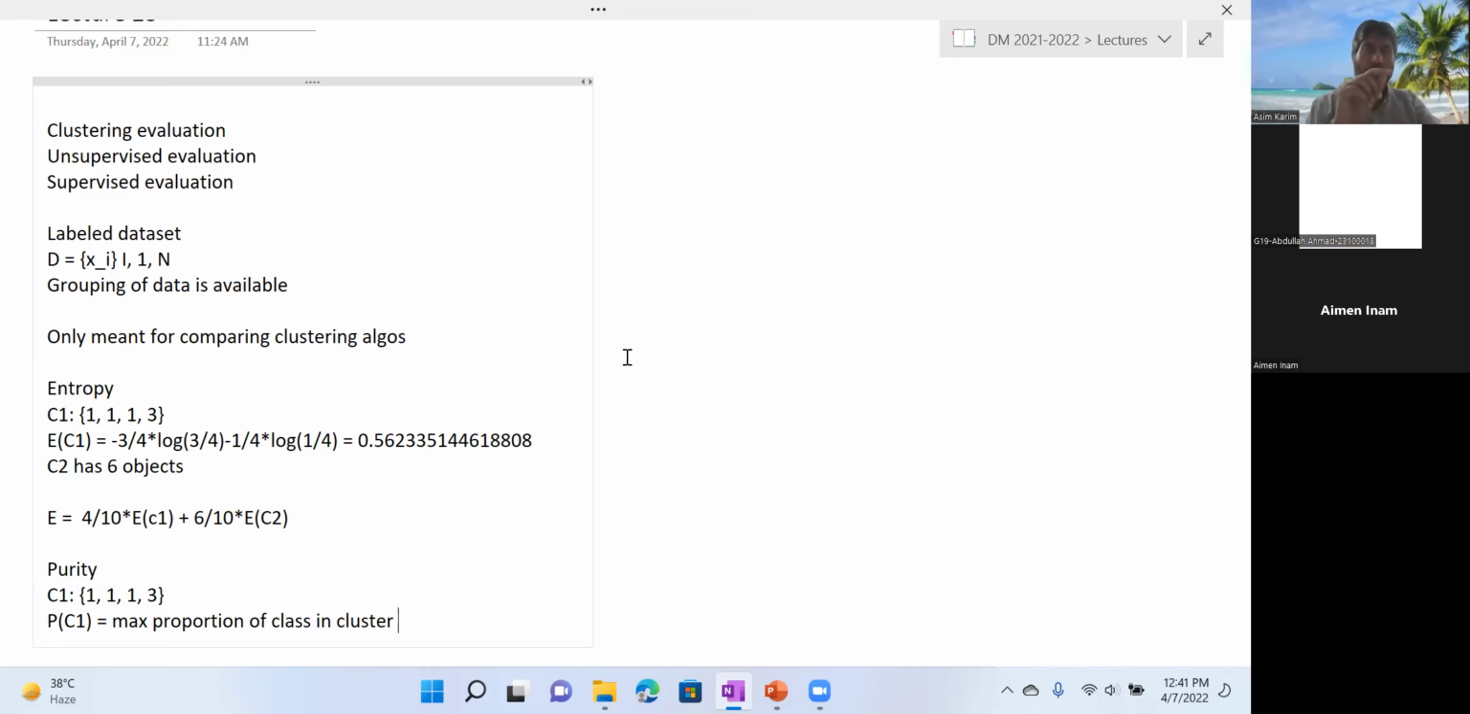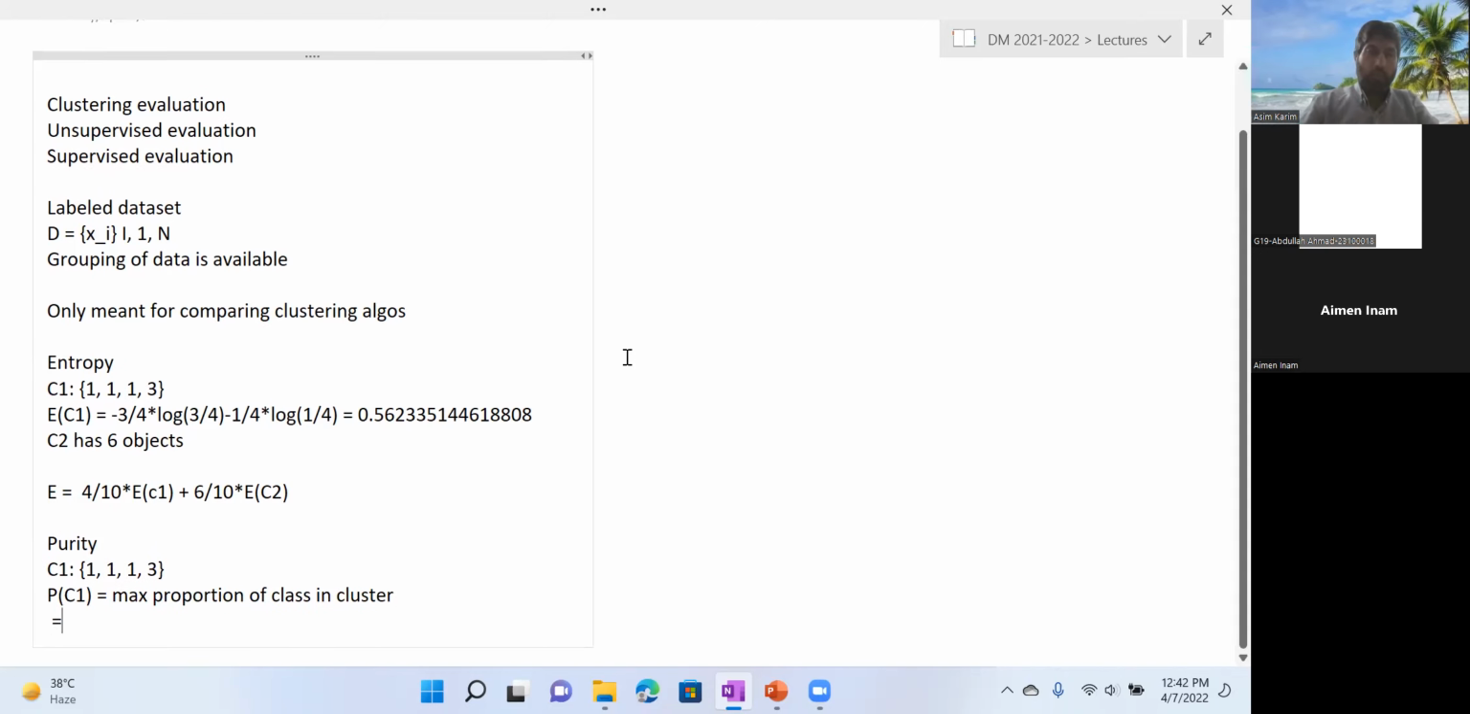The proportion of class 1 is 3 over 4, and the proportion of class 3 is 1 over 4, simply the fraction of the objects belonging to class 3 over the total number of objects. So we have the max of 3 over 4 and 1 over 4, which is basically 3 over 4. So the purity of this cluster is 3 over 4. Similarly, you can find the purity of other clusters as well.